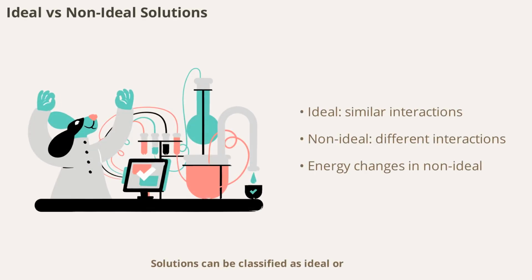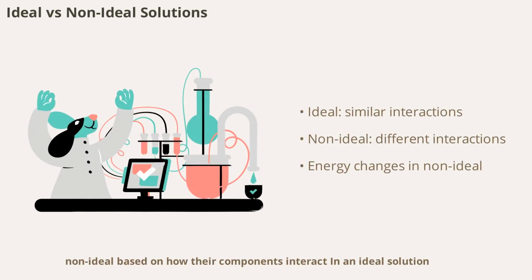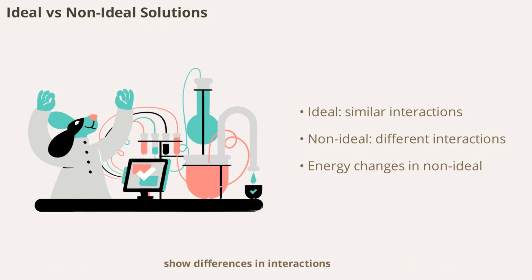Solutions can be classified as ideal or non-ideal based on how their components interact. In an ideal solution, the forces between different molecules are similar to those between like molecules, so mixing doesn't cause any energy change. Non-ideal solutions, on the other hand, show differences in interactions, leading to heat changes or volume changes when mixed. Understanding this distinction helps chemists predict how solutions will behave in various situations.